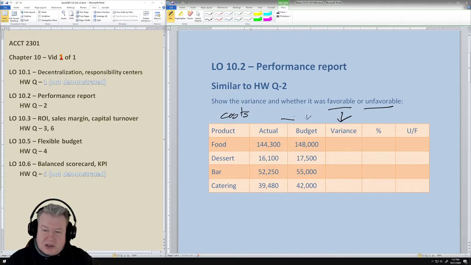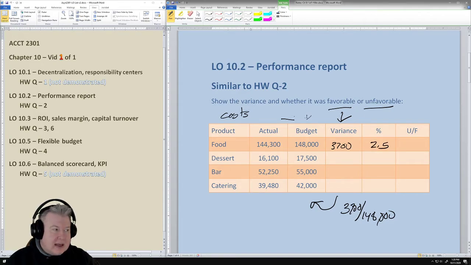In this particular situation, I won't do all of them, but I'll do the first one or two. This is a difference of 3,700. And we would do a percentage. Now it's important to remember the variance percentage is a variance on the budget. So you would do 3,700 divided by 148. So in other words, it's not a variance on the actual. The actual was unknown until it came in. The variance is based upon what you had budgeted. So this would come in at 2.5%.